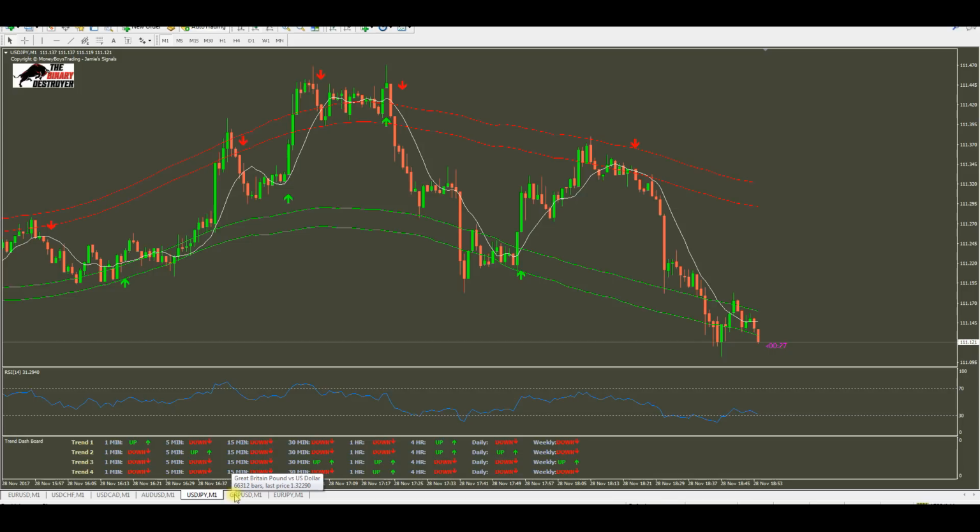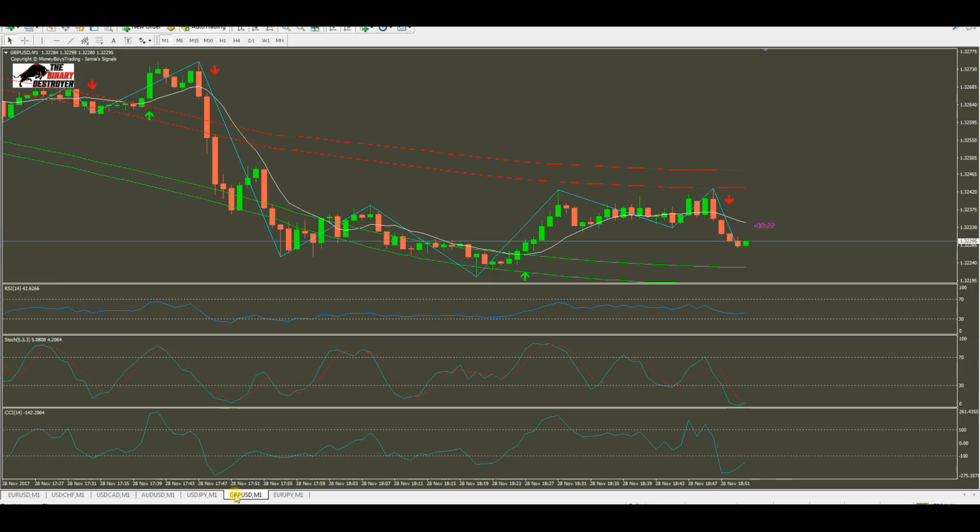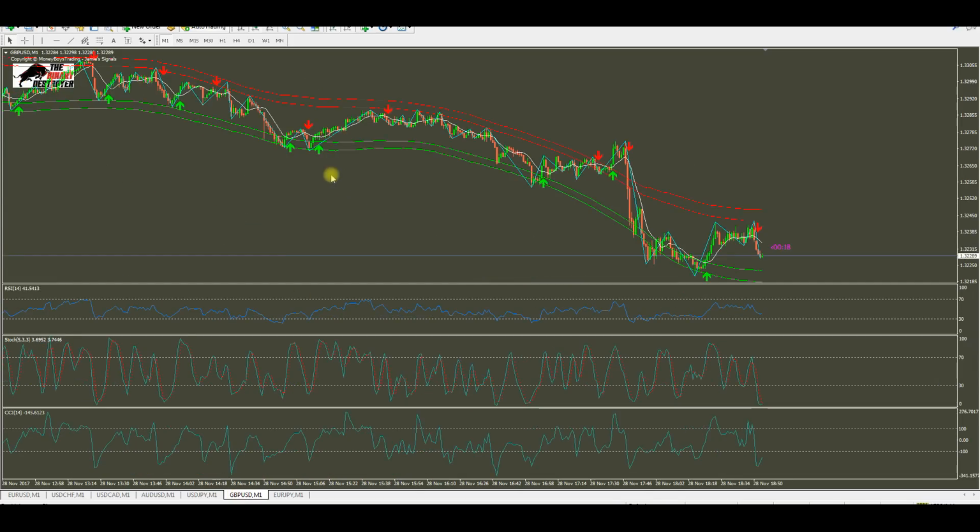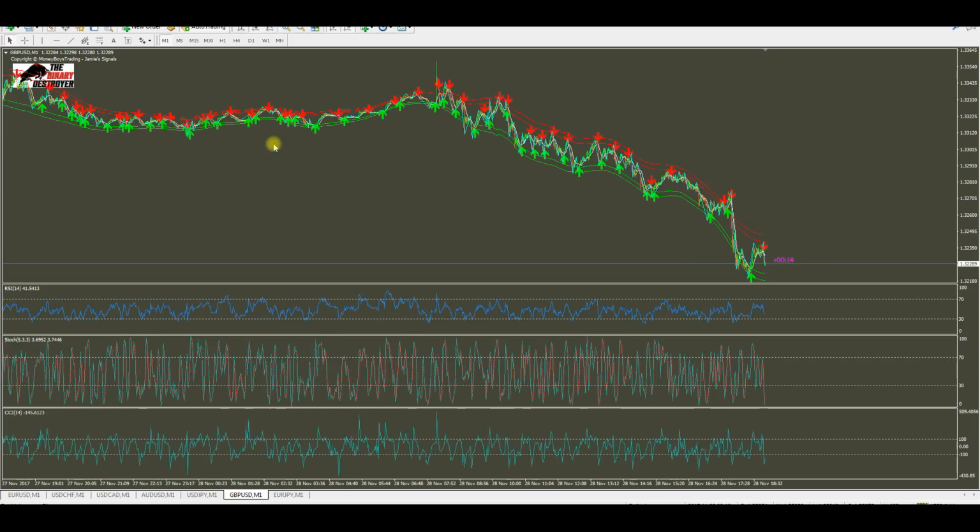GBPUSD, Great British Pound USD is not doing a lot. It's kind of in a downtrend. Can you see that? Nice downtrend.